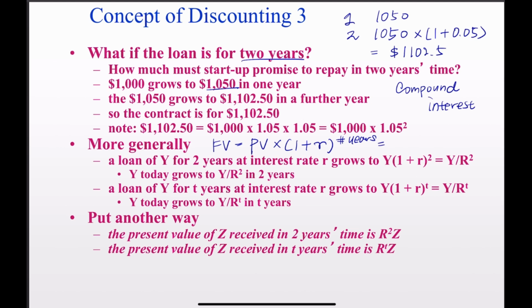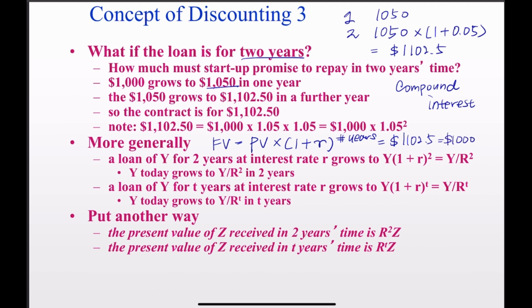In our example, the future value after 2 years, $1,102.5, equals the original money $1,000 times 1 plus 0.05 squared. Okay, the same works backwards. If someone promised to pay you $1,102.5 in 2 years, it is worth $1,000 today at a 5% interest rate.